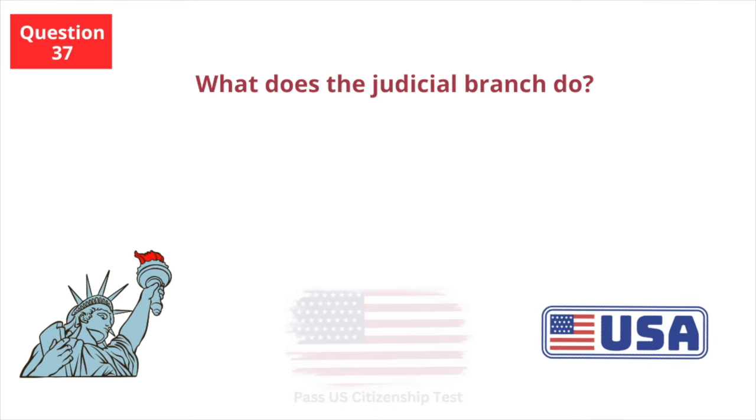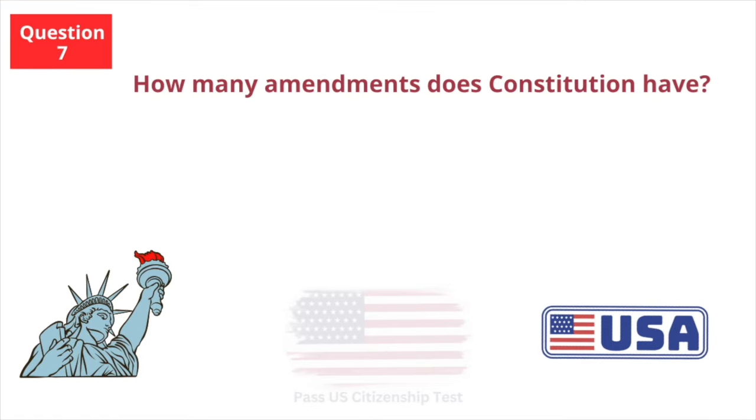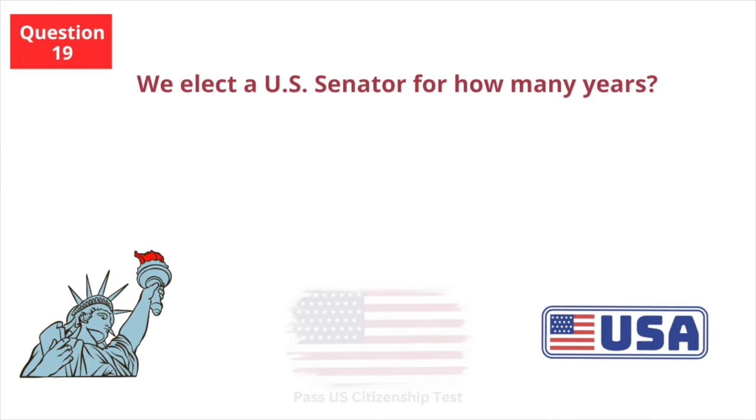What does the judicial branch do? Reviews laws. How many amendments does the Constitution have? 27. We elect a U.S. Senator for how many years? 6.